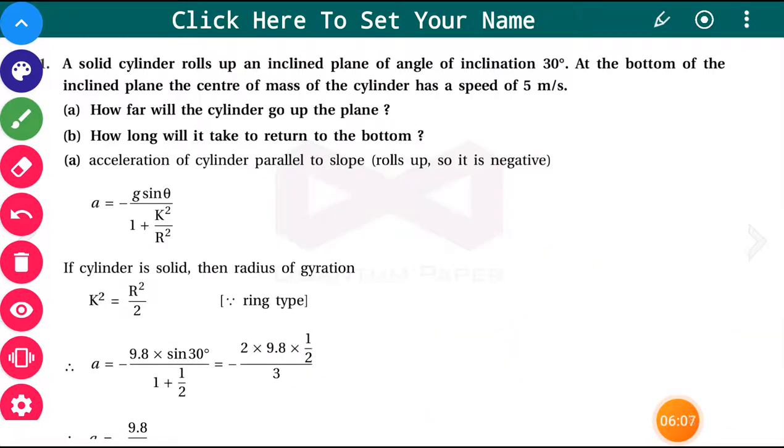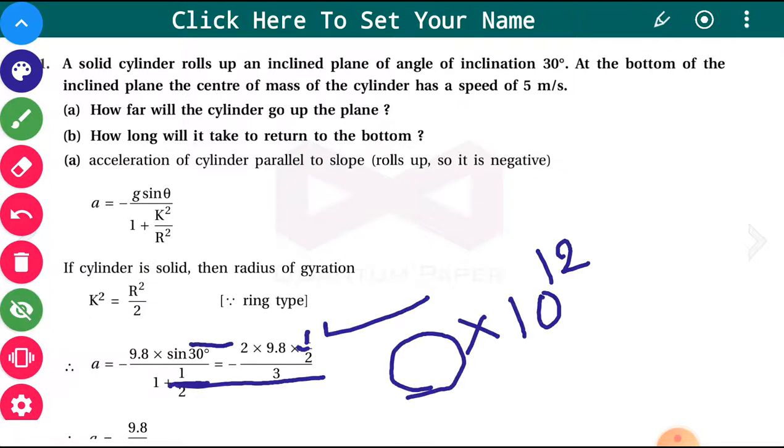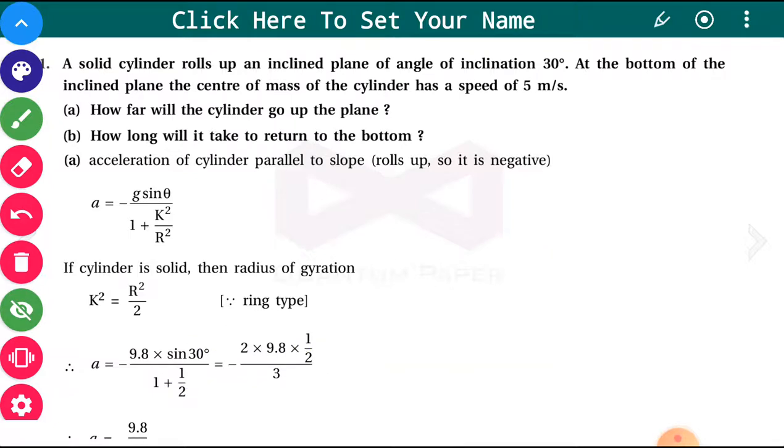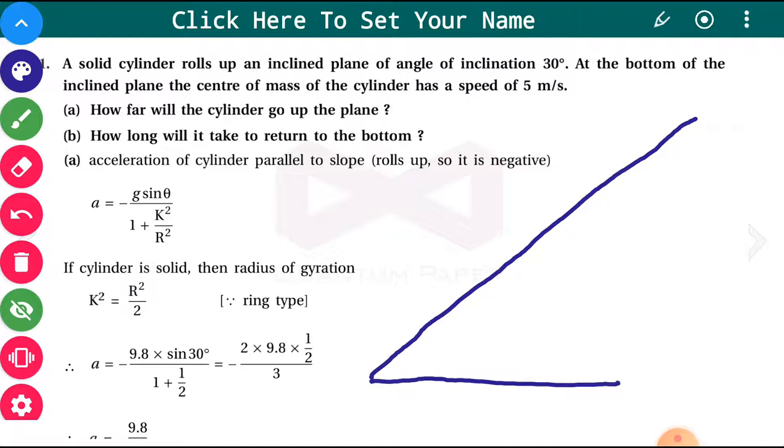Now we shall talk about 7.21, the 21st numerical. A solid cylinder rolls up, try to understand. First you try to understand this figure. The cylinder is going in the upper direction. Let this inclined plane make angle theta with the horizontal. This is the cylinder. First we try to understand what happens when it rolls down.